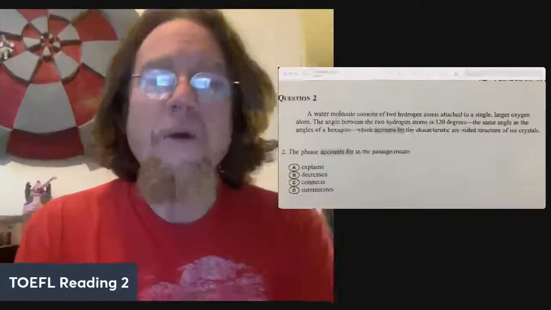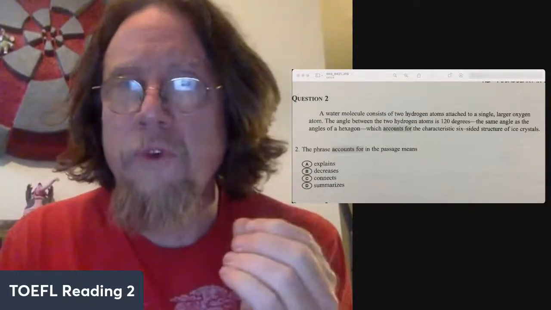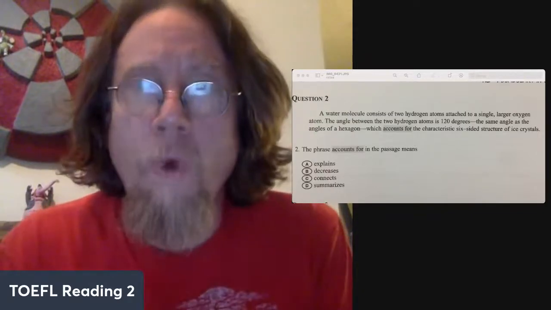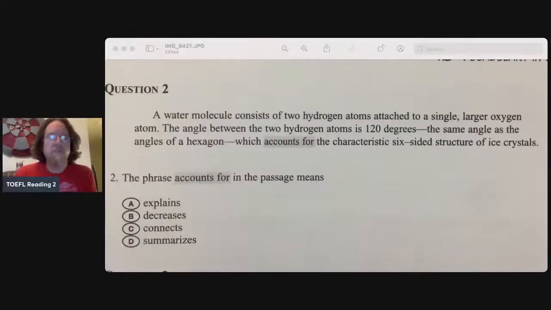Hi, June. Welcome. June, we're practicing a little TOEFL reading again and trying to understand the meaning of account for. Let me read the sentence one more time. The angle between 2 hydrogen atoms is 120 degrees, the same angle as the angles of a hexagon, that is 6-sided shape, which accounts for the characteristic 6-sided structure of ice crystals. Which accounts for. Question 2.